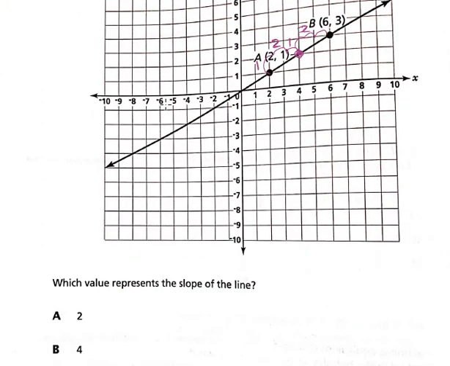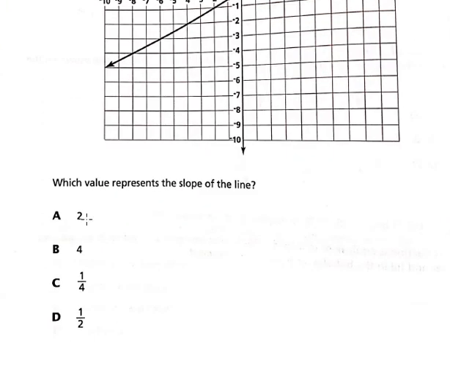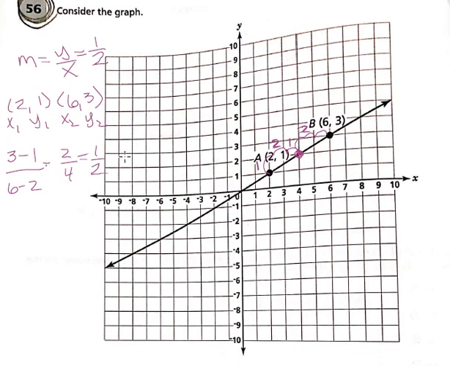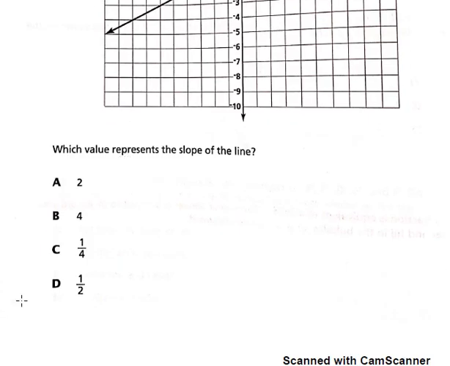So we should have an answer already. At least they're all positive. There's none that we need to cross out to begin with. So if I want to verify this, I can also check my ordered pairs. I've got 2, 1. I've got 6, 3. So that's x1, y1, x2, y2. That's 3 minus 1 over 6 minus 2. Well, that's 2 over 4, which is 1/2. So either way, you get a slope of 1/2, which is answer choice D.